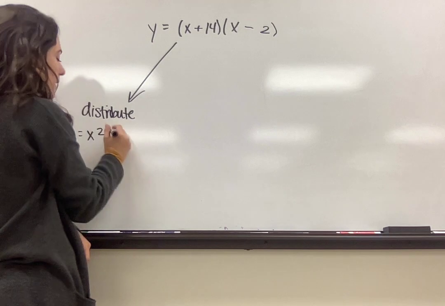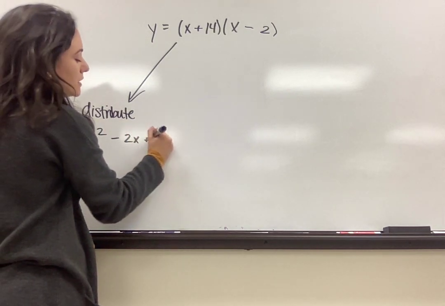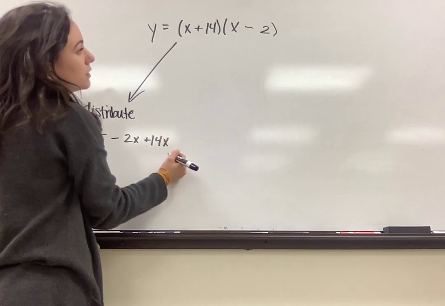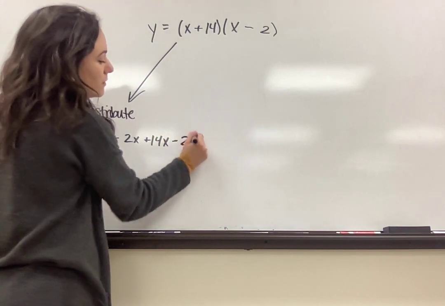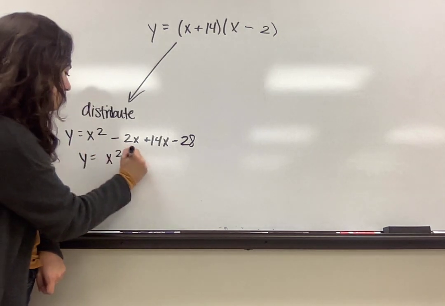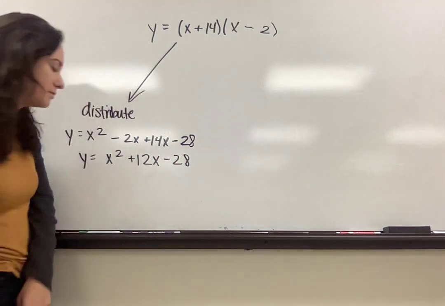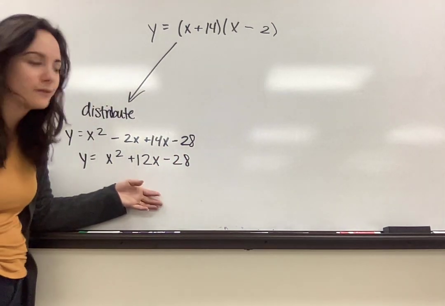Oh, don't forget your y. X times -2 is -2x. 14 times x is positive 14x. 14 times -2 is -28. Combine your like terms. That's it. That's standard form.